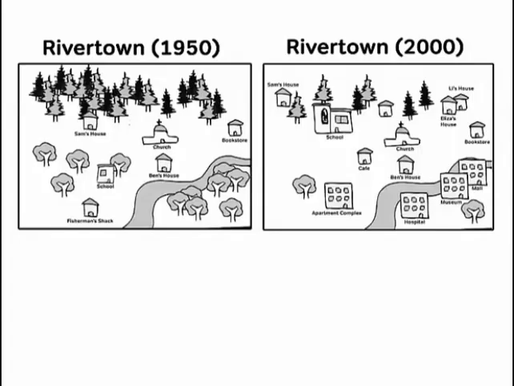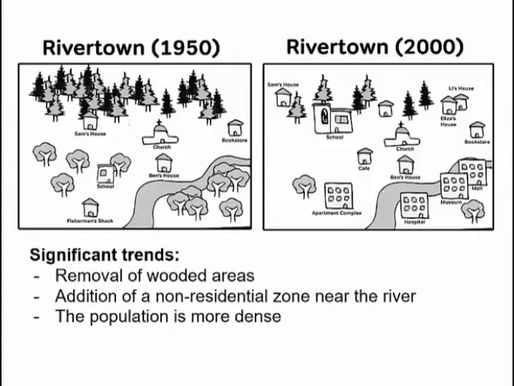All right, so what did you come up with? Well, there are a lot of small changes around the town, okay? People's houses, people moved to different locations in the town, and there are some buildings and places in the year 2000 that weren't there in 1950. So how would you categorize these things? Well, for me, I think the significant trends between these two maps are down below.